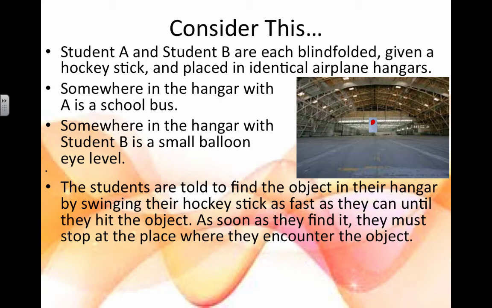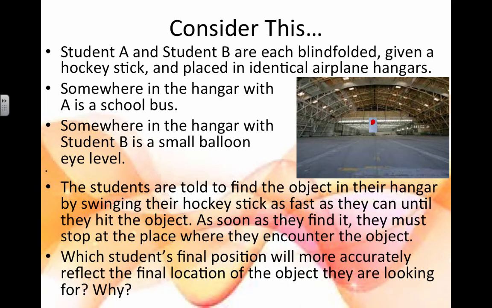Could you imagine trying to do this experiment? Who do you think is going to find their object and be more accurate? Which student's final position will more accurately reflect the final location of the object they are looking for? Why do you think this is true? I want to check your answers when you come to class, so write down your thoughts about this and show me what you've written when you come to class.